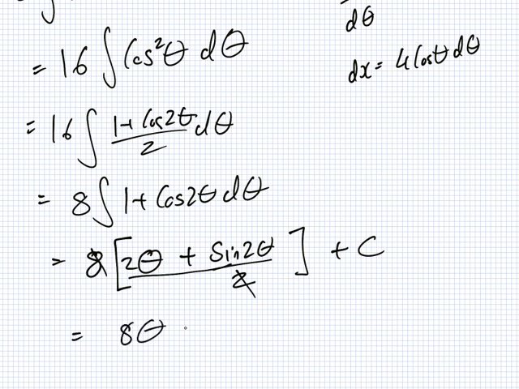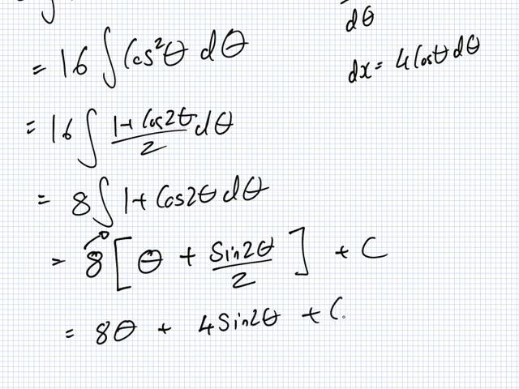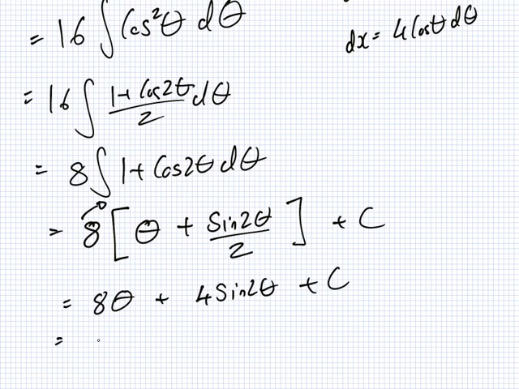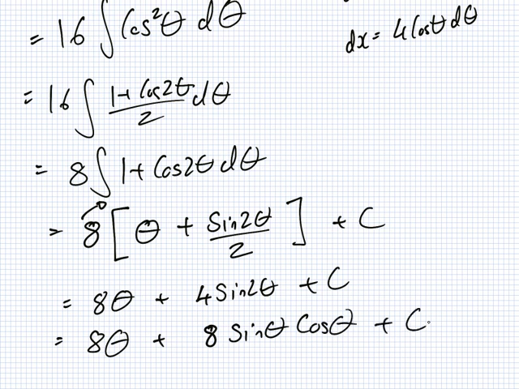And then multiply the 4 in. So that's 8 theta. What am I doing? I could have just multiplied the 8 in to begin with. Sorry, multiplying the 8 in, I get 8 theta, 4 sine 2 theta plus c. Okay? And that's equal to 8 theta plus 8 sine theta cos theta plus c. Now what rule did I use there? How did I go from here to here? Yeah, I said sine 2 theta is 2 sine theta cos theta. That's why the 4 became an 8.